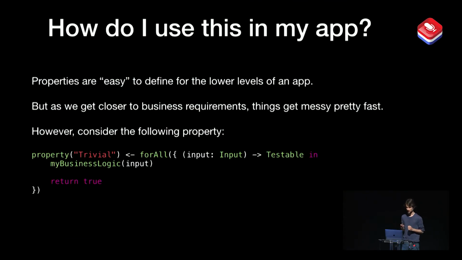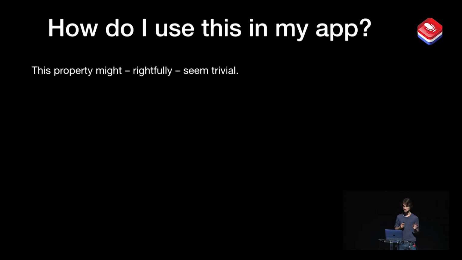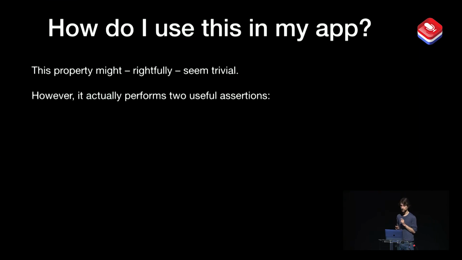And I want you to consider that properties, of course, are easy to define when we consider the lower level of an app, because at the lower level, we are very close to math, and properties come kind of naturally in this domain. But as we get closer to business requirements, yeah, things get messy pretty fast. We have some weird cases. It's not always clear. But I want you to consider, for instance, the following property. It looks kind of trivial. I'm just saying, OK, I take an input, I run my business logic, I return true. This seems rightfully very trivial. However, it actually asserts two very interesting things.